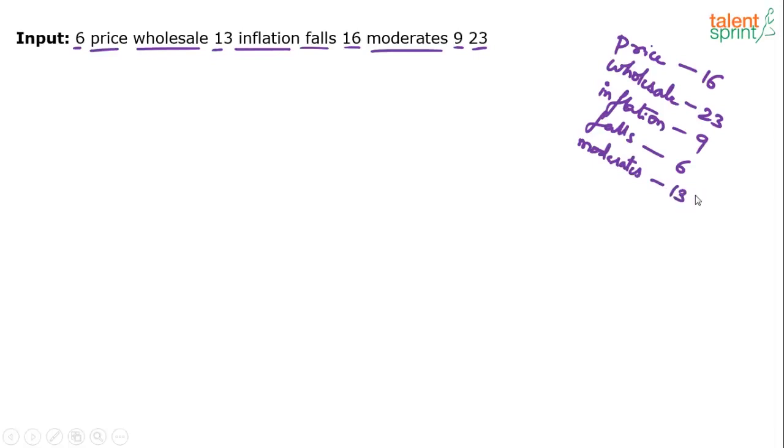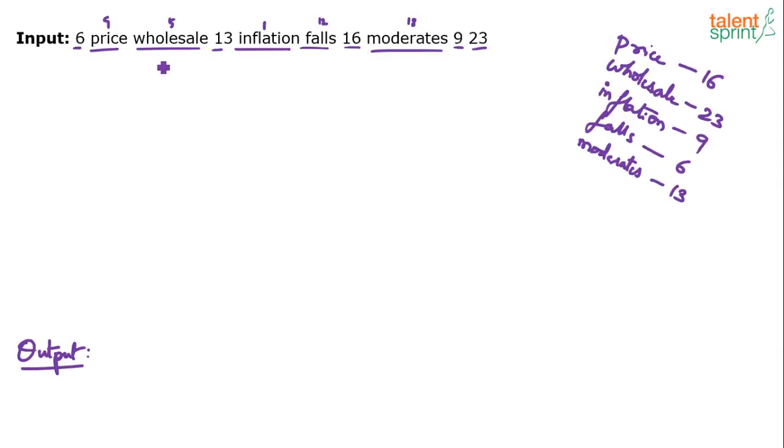Now understand, what is my desired output? The desired output will be as follows. Look at the middle letters. Price, the middle letter is I, 9th letter. Wholesale, I think the middle letter is E, 5th letter, right? Inflation, the middle letter is A, the first letter. Falls, the middle letter is L, 12th letter, right? Moderates, the middle letter is R, which is 18th letter, right?